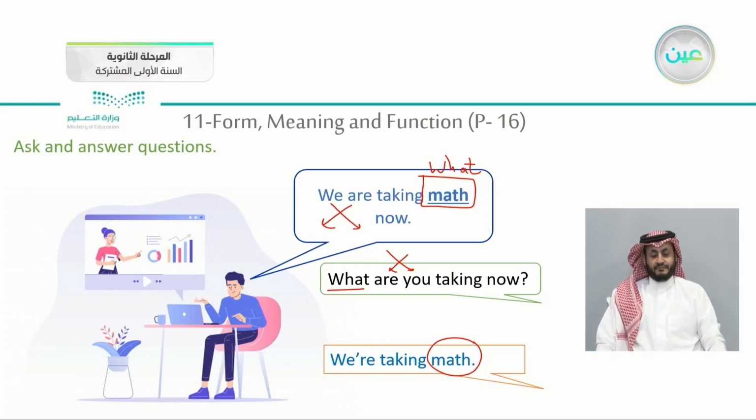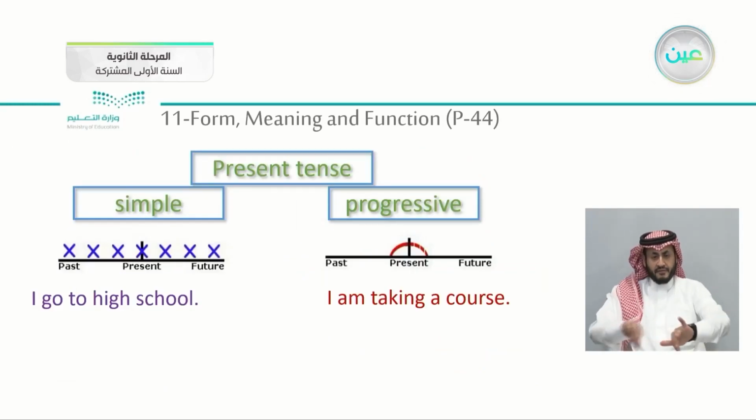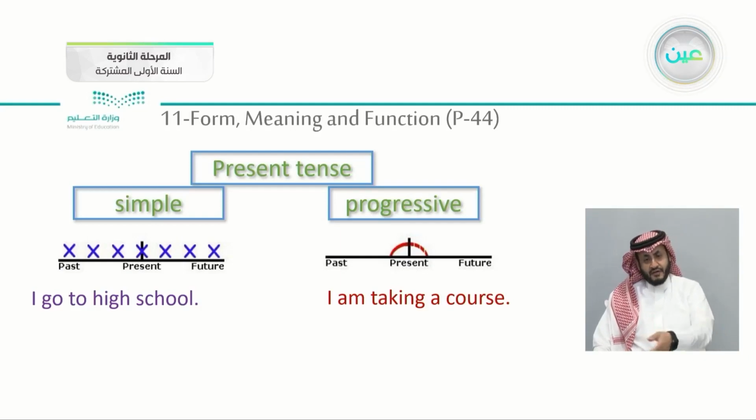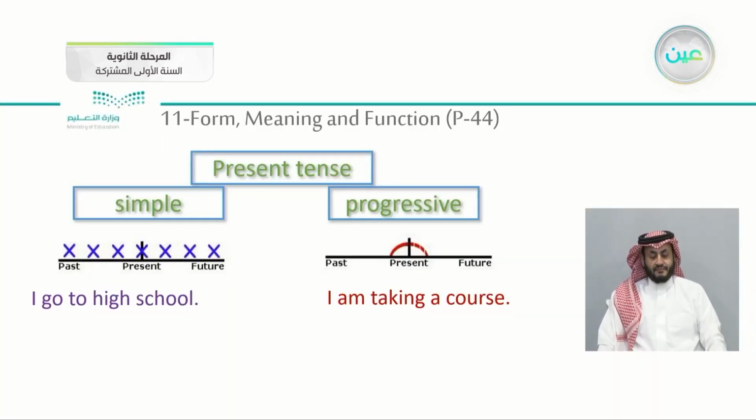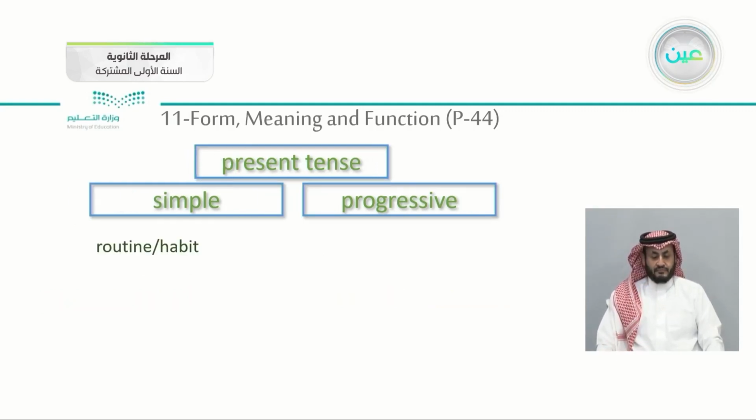Okay? So let's try to compare between the two tenses, the present simple and the progressive. What do we mean by present simple? When I say I go to high school, this is a habit or a routine. I do it every single day. I am going to school today, I went yesterday, and I am going tomorrow. However, I am taking a course just for this period of time. This thing is not going to happen forever. It is going to change. So the present simple, we use it for routine and habits, and for facts, like the sun rises every morning.